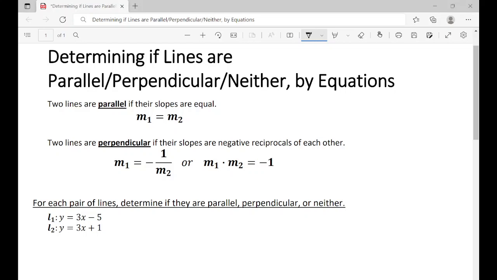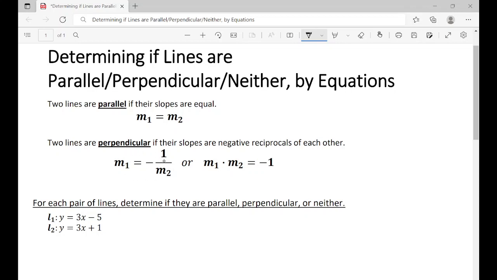Two lines are said to be parallel if their slopes are equal. So if the first slope is equal to the second slope, then we know that the lines are parallel. Two lines are said to be perpendicular if their slopes are the negative reciprocals of each other. So if the first slope is equal to -1 over the second slope, then they are perpendicular.